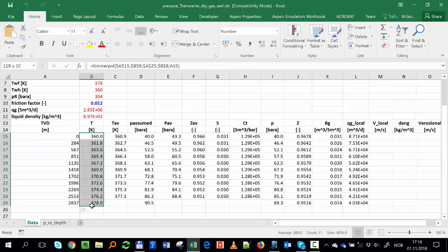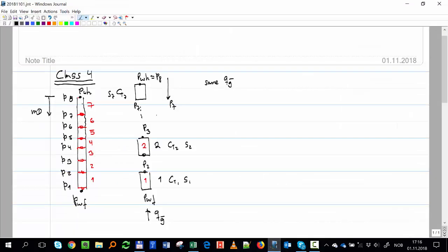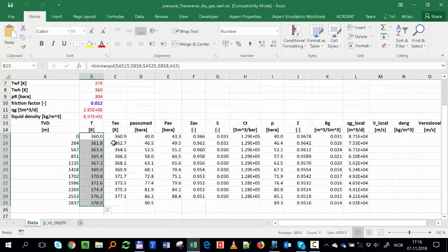That is the temperature measured in each point, or we assume a linear profile. Then we know how to calculate this S, right? And for this CT, we need the average temperature and the average deviation factor. So we need the temperature of the segment.